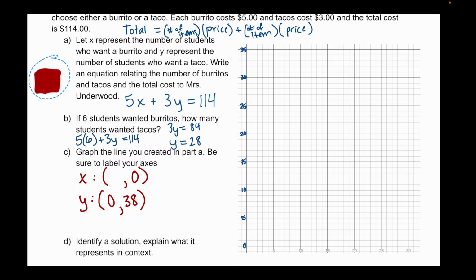So 114, if we divide by 5, is not going to give us a nice whole number. It's going to give us 22.8, and it actually doesn't reduce at all. So I'm going to say it's 22.8 with a pen, not with my selection tool. And those are my two intercepts.